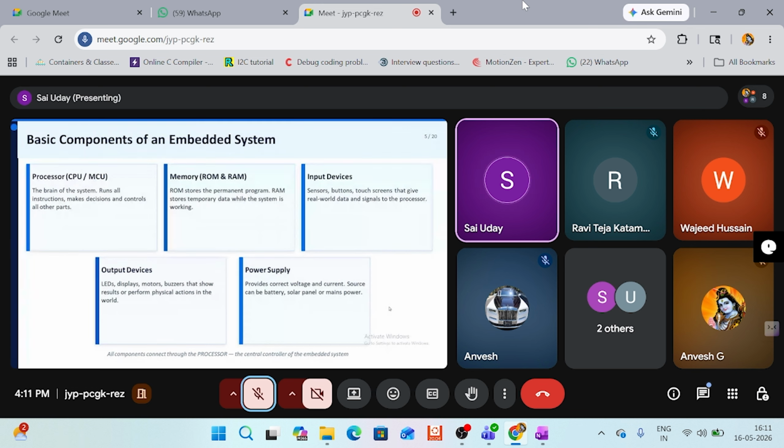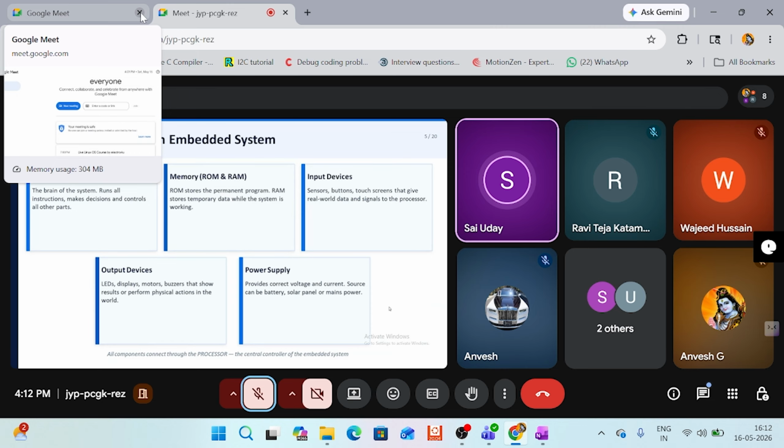Then input sensors. If you want to interact with, say, a mobile system, your keypad and your touch screen are the input. That is the real-world input. Then the outputs: if you want LEDs to glow or a motor to run, or in a washing machine, after some time it should give a buzzer saying it is completed. Even a mobile phone, after pressing a number, should ring the other person. Those are the output devices.